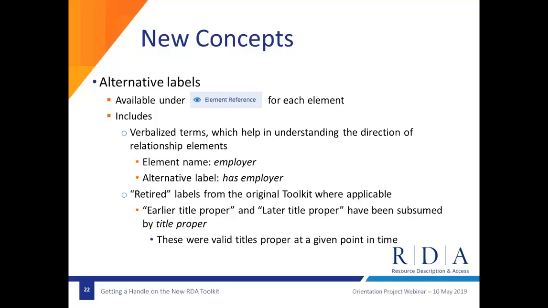Another thing there are retired labels from the original toolkit, where they're applicable. For example, earlier title proper and later title proper are not elements in their own right anymore. They're actually just different types of title proper that are associated with a particular point in time. They're here as alternate labels, so when you search that phrase, you will end up with the right element, title proper. And if you can't figure out why you ended up with it, open element reference and see what you find.